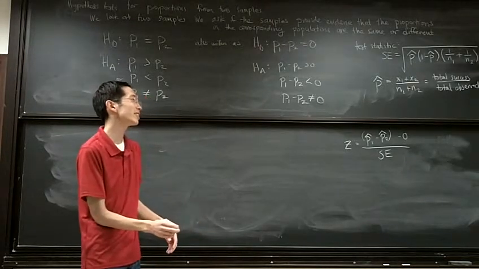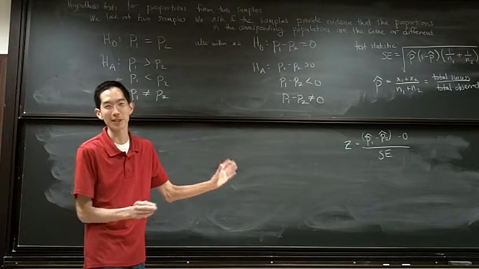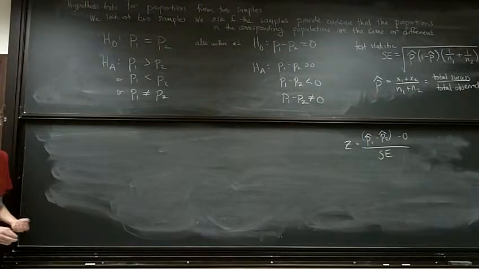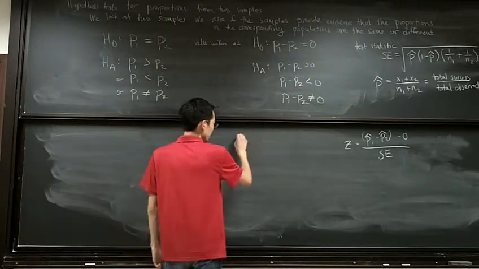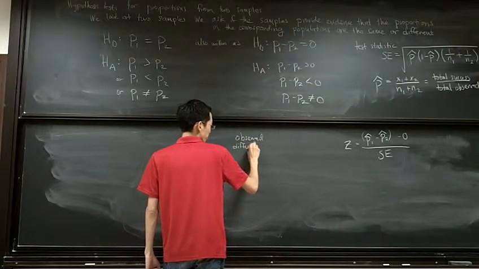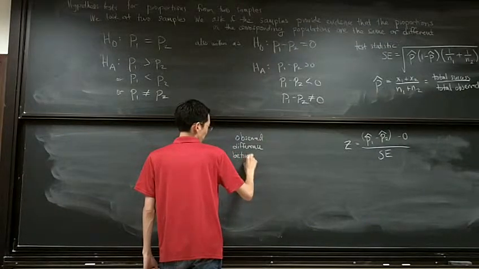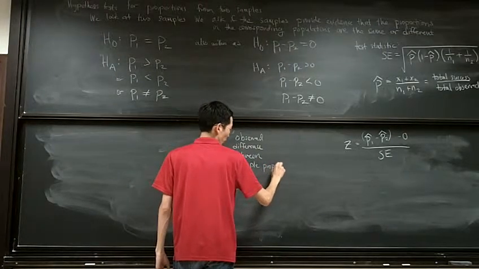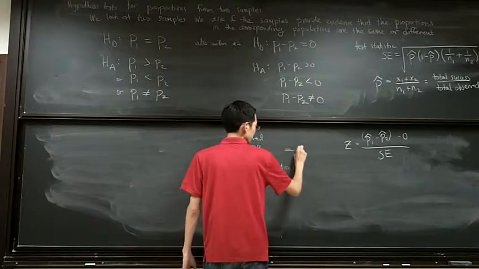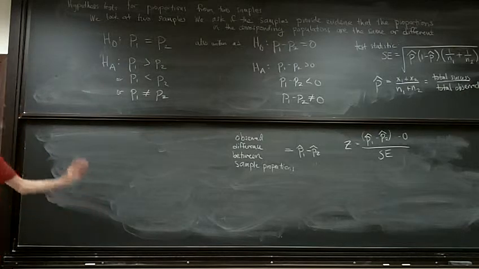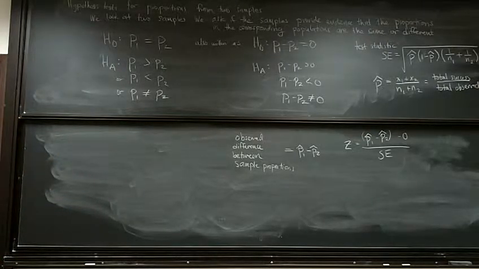In 90% of your situations, your expected difference is going to be 0. And in our class, it's always going to be 0. Let me also write that our observed difference between sample proportions is equal to P1 hat minus P2 hat. So we get our z-score, then we look it up in our table to get our tail area, okay?